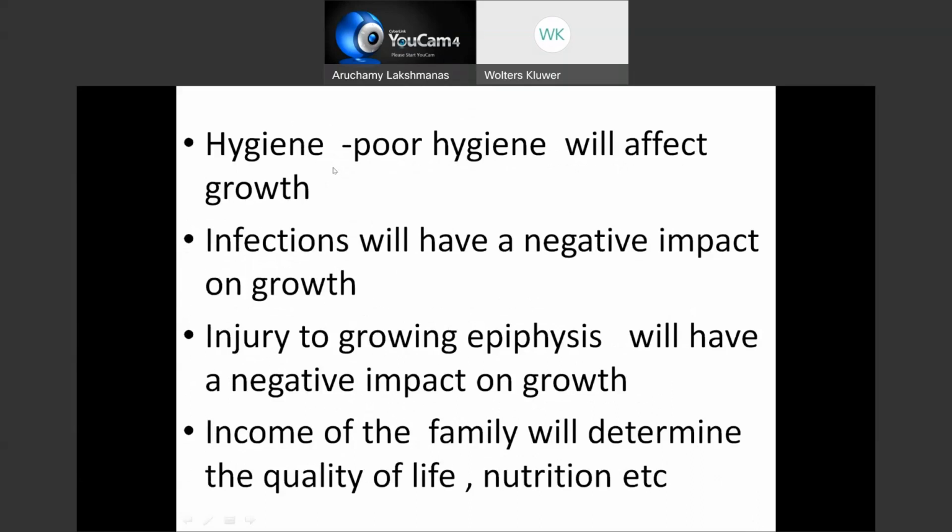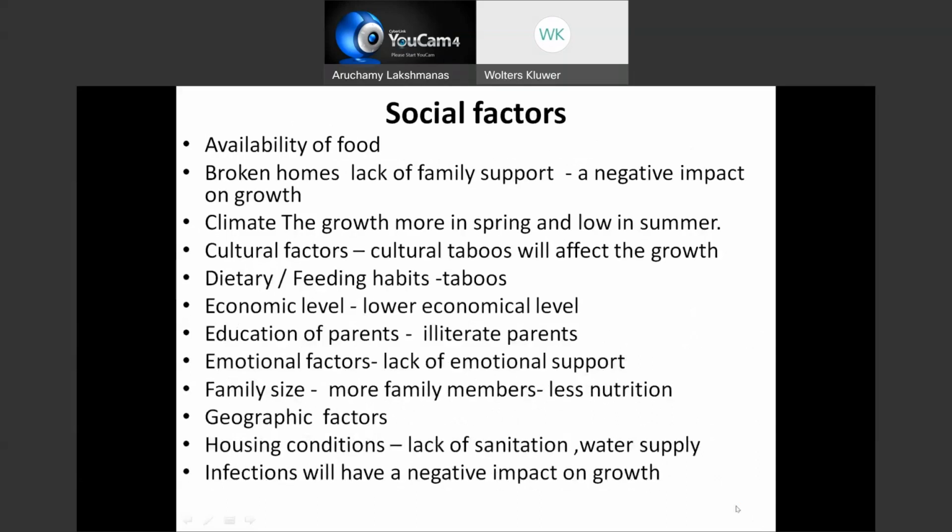Then hygiene, poor hygiene will affect the growth. Infections will have negative growth. Injury to the growing epiphysis, repeated accidents, repeated injury to the epiphysis will have a negative impact on the growth. And income of the family will determine the quality of life, nutrition, etc. Coming to social factors, availability of the food. Suppose in Ethiopia, no availability of the food. Now it's the same in Sri Lanka. So these things will affect the growth.